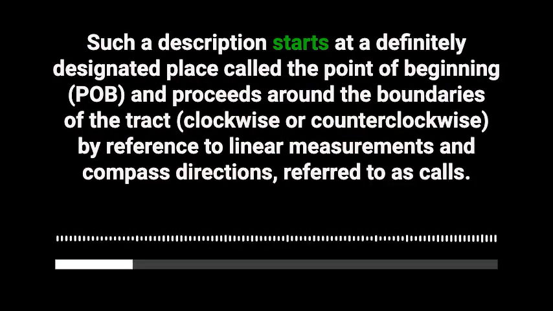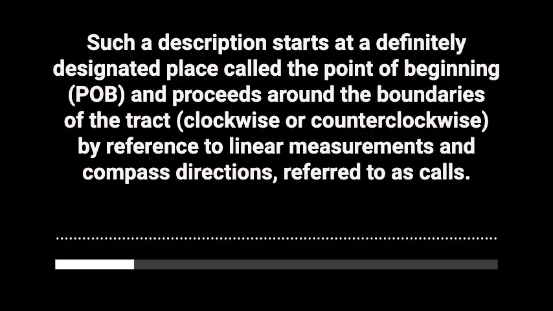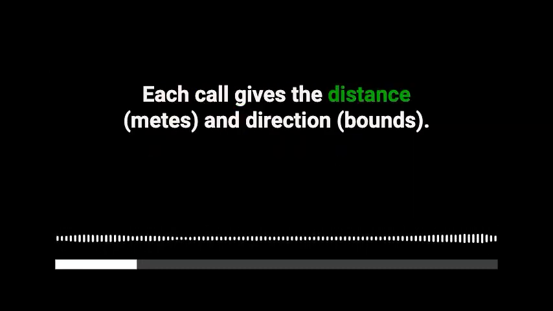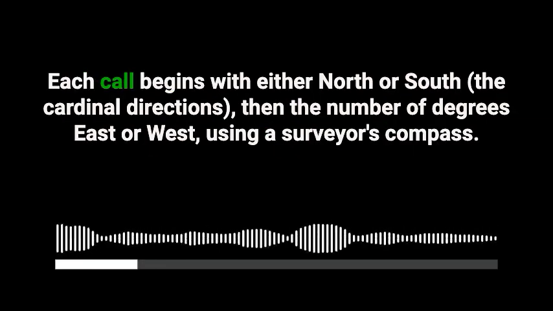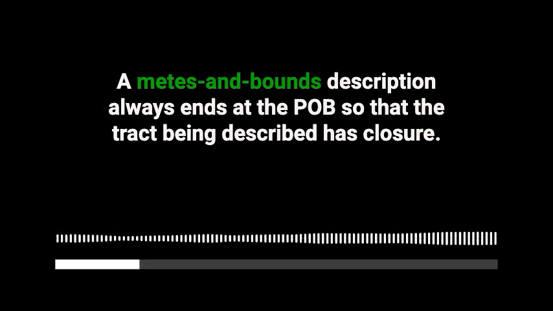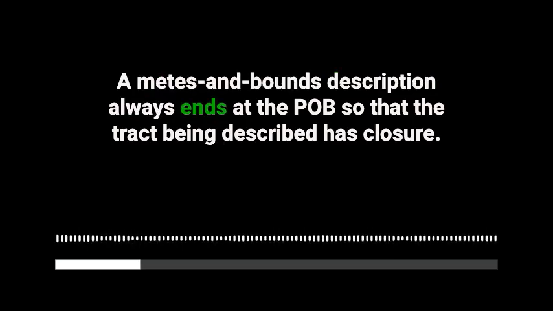Such a description starts at a definitely designated place called the point of beginning, and proceeds around the boundaries of the tract by reference to linear measurements in compass directions, referred to as calls. Each call gives the distance and direction. Each call begins with either north or south, then the number of degrees east or west, using a surveyor's compass. A metes and bounds description always ends at the POB so that the tract being described has closure.